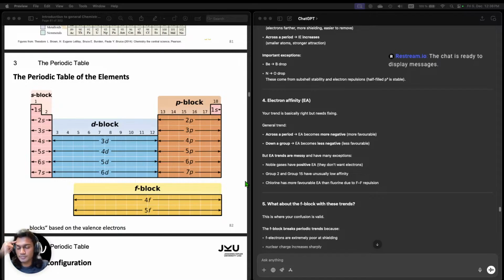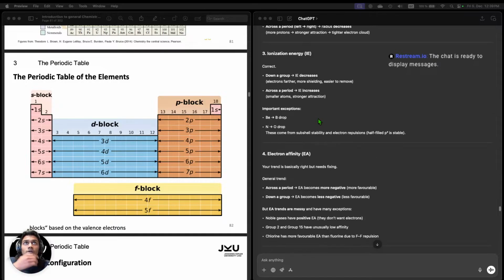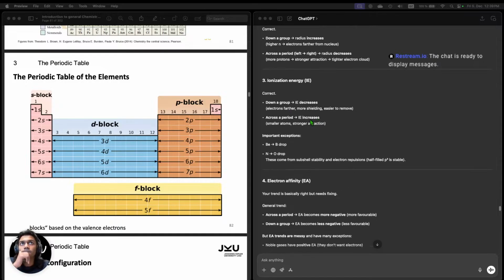From top to bottom, atomic radius increases. Left to right, atomic radius increases. Ionization energy decreases from top to bottom. Across the period, it increases.